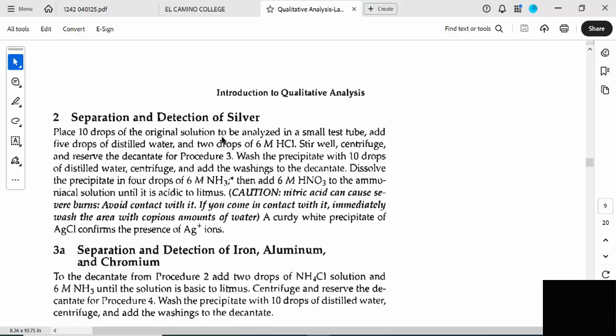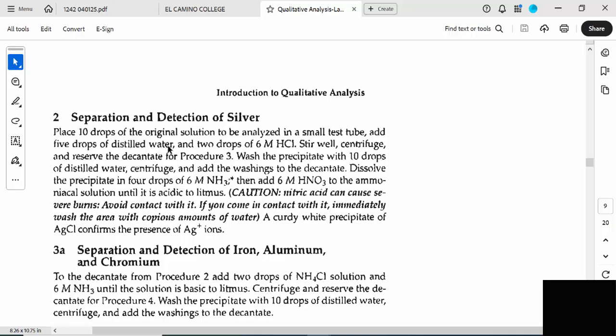And so here it says 10 drops of the original solution to be analyzed in a small test tube. Add 5 drops of distilled water and 2 drops of 6 molar HCl. What's easier to detect, more concentrated or less concentrated solutions? Is it easier to detect if you get more precipitate, or less precipitate? More. And so what we're going to do here is put 10 drops of original solution in there, but we're not going to add 5 drops of distilled water.